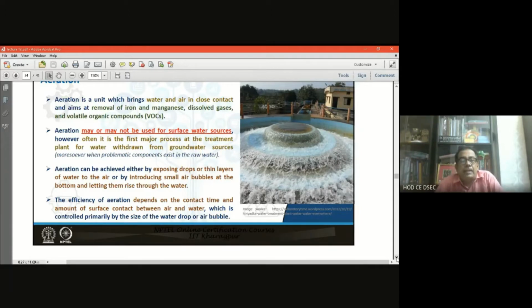Aeration can be achieved either by exposing drops or thin layers of water to the air, that means we are allowing the air in contact with the water, or by introducing small air bubbles at the bottom and letting them rise through the water. The efficiency of aeration depends on the contact time and the amount of surface contact between the air and water, which is controlled primarily by the size of the water drop or air bubble. So this aeration treatment is done, as I told you, when the water is collected from a groundwater source.